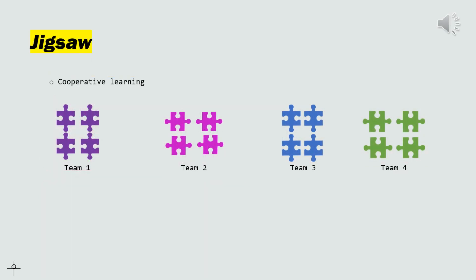One example of a more complex activity is a jigsaw puzzle. In this activity, the class is divided into 4 teams, just as we can see Team Purple, Team Pink, Team Blue, and Team Green. And then they will be given a specific topic which they will have to discuss. This can also be an assignment.